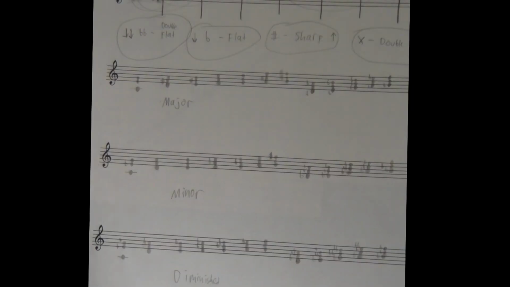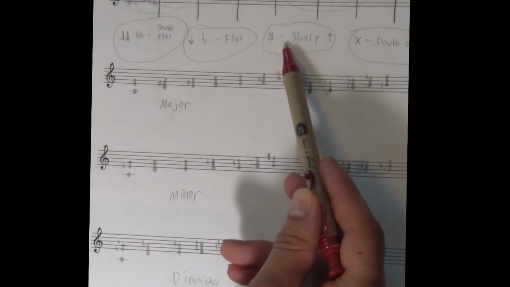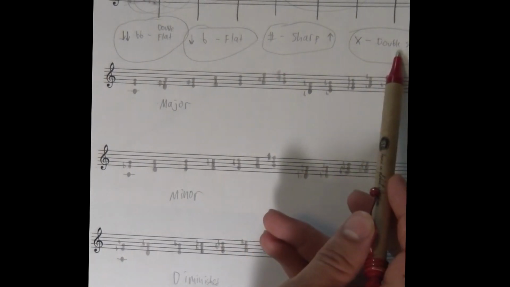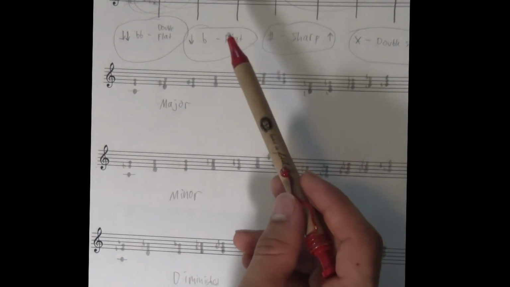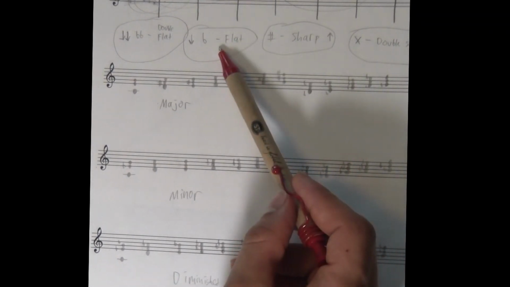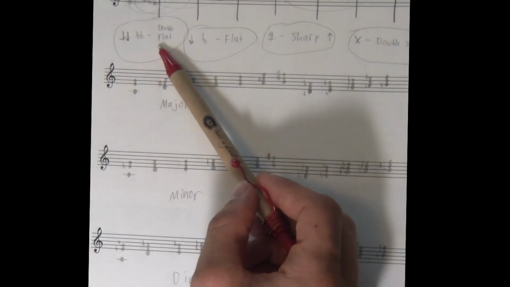For example, if a note looks like it should sound one way, but it actually should sound 1 semitone higher, we would put a sharp by it. And if we wanted it to sound 2 semitones higher, we'd put what we call a double sharp by it. And simultaneously, if we want a note to sound 1 semitone lower, we'll put a flat by it. And if we want it to sound 2 semitones lower, we'll put what we call a double flat by it.